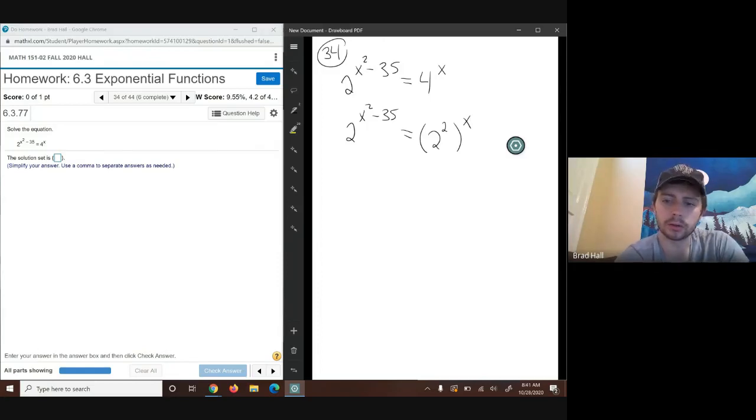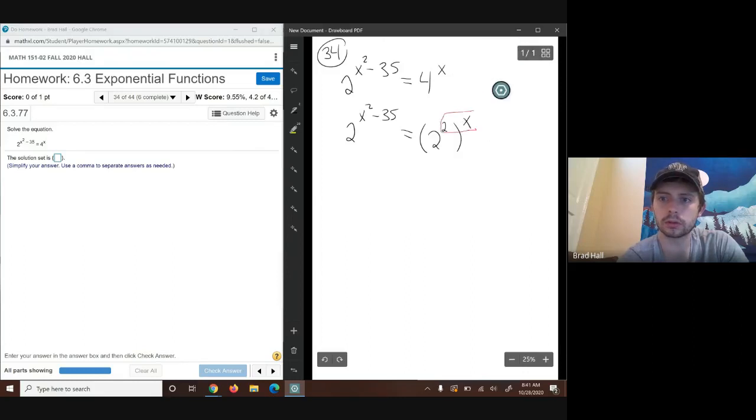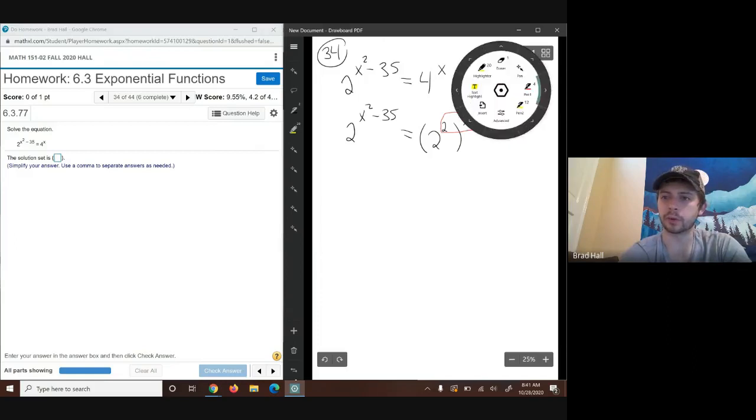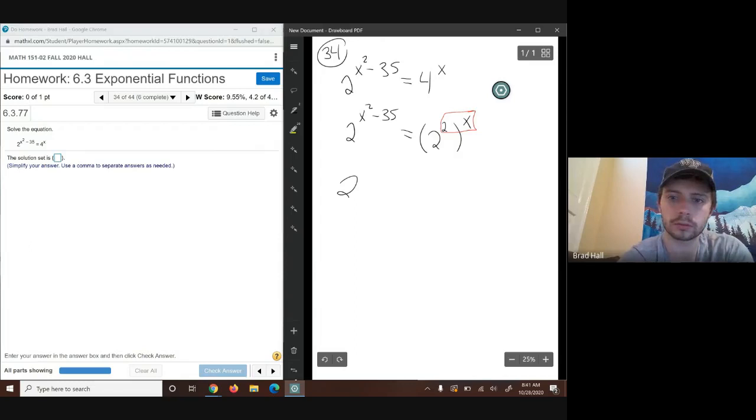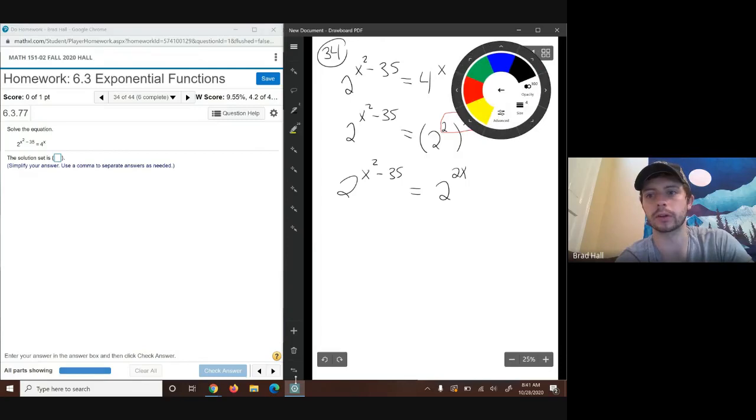And so hopefully you remember that when you have an exponent raised to an exponent like this, you multiply the exponents, in other words. So it's 2 raised to the 2 times x, just like that. And from here, now we can see that the bases, rather, cancel.